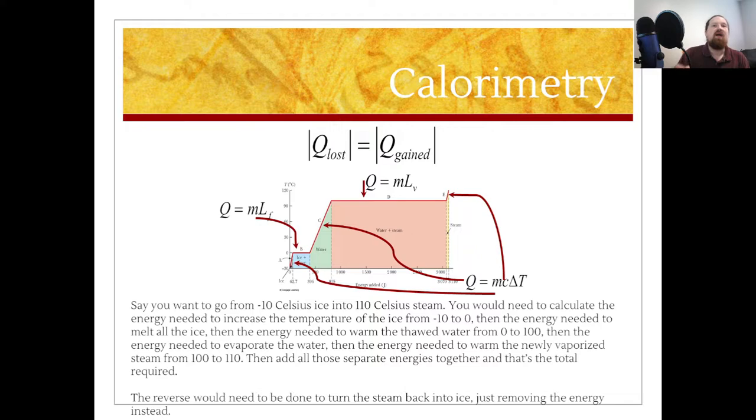Ice doesn't stop being 0 degrees Celsius until it's completely melted into water. Ice caps out at 0 degrees Celsius. You have to keep adding energy to the ice to melt all of it. And then, once all of it is melted, if you keep adding energy, it will then increase its temperature again once it's completely water.